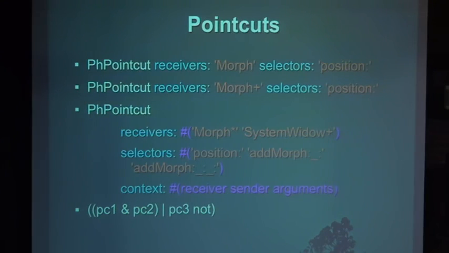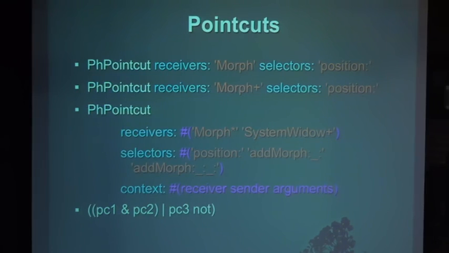So what does a Pointcut look like? You define the receiver of the message and the selector. So you can see Pointcut receiver morph, the class morph, and the message position. You can use patterns like the AspectJ patterns. That's an aspect language for Java. So morph plus means morph and all of its subclasses. You can define more than one receiver, like morph plus, morph star. That means everything that starts with morph, and system window plus, that's system window and all its subclasses. And you can use wildcards in the selectors, like add morph something and add morph something something.